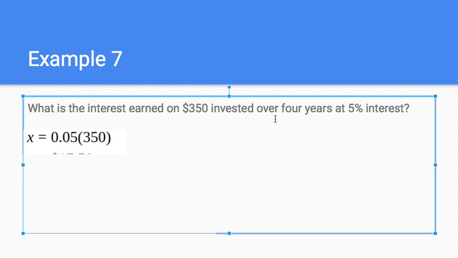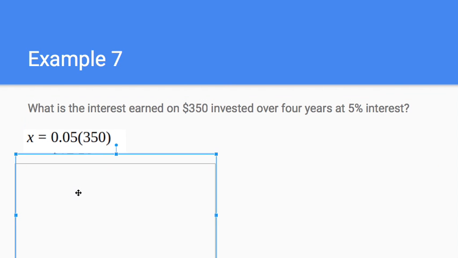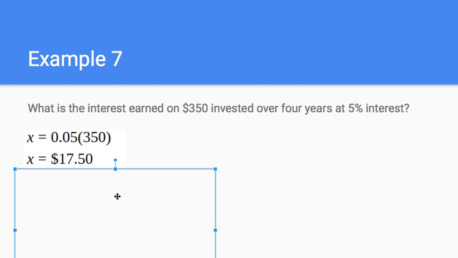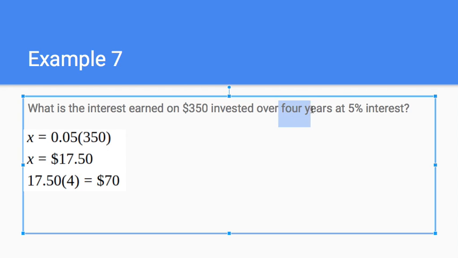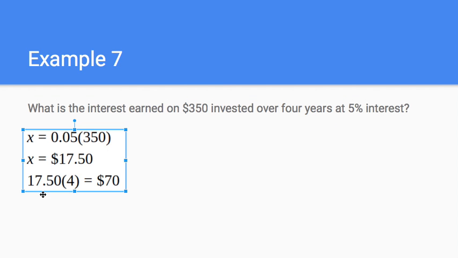So we're going to multiply the percent, 0.05, times the amount invested, $350. That gives us $17.50. And that's our answer. That's the interest earned in 1 year. Now we wanted to find over 4 years. So $17.50 times 4, we're going to earn a total of $70 interest.